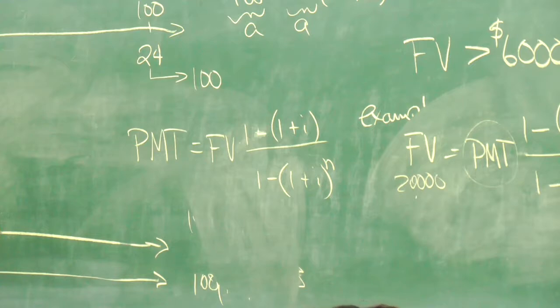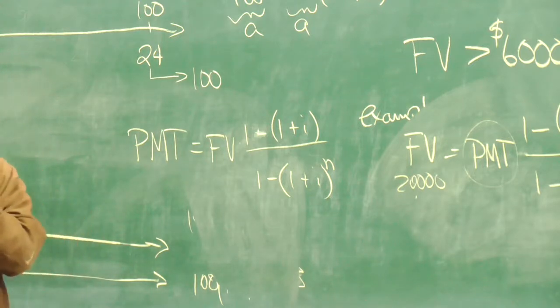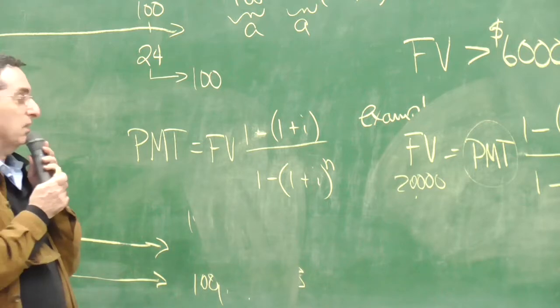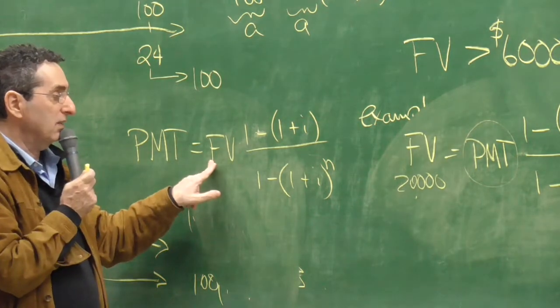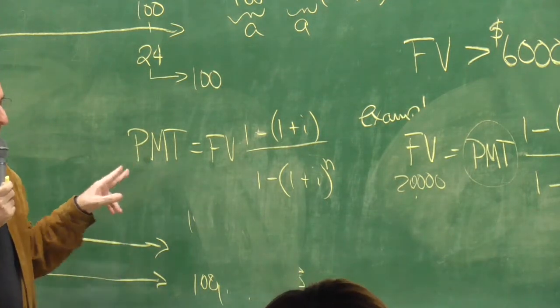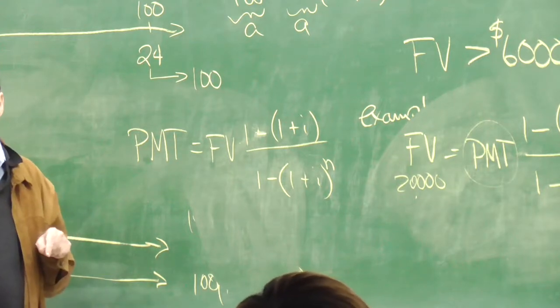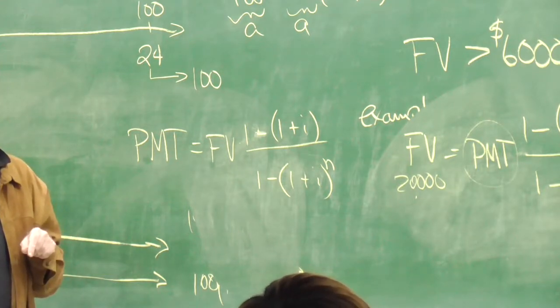I'm not sure, it seems like something's a little bit off, but anyway, let's suppose this is right. Then if this is right, you just put in 20,000 here and fill in everything else, and you should be able to find PMT. Did I do that right, by the way? Does this make sense?